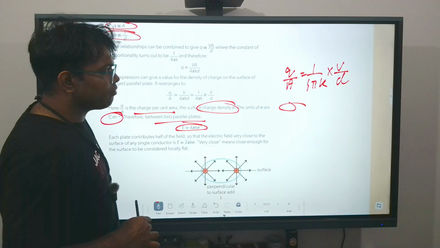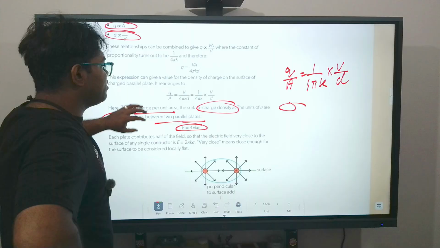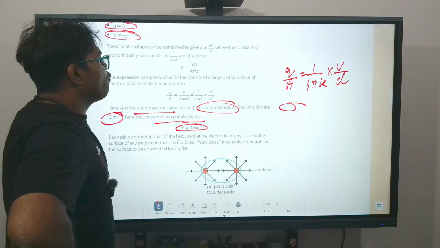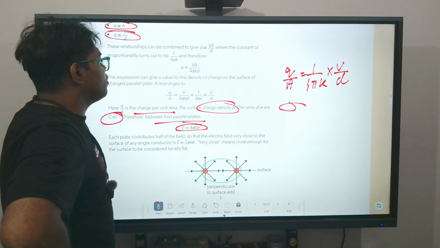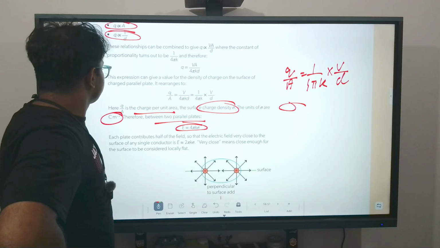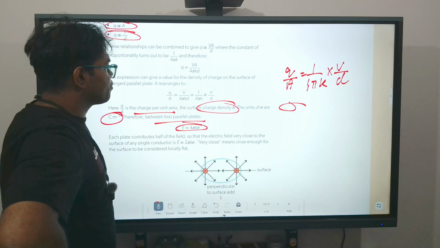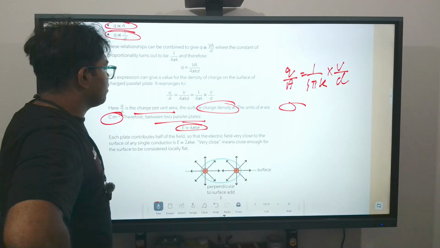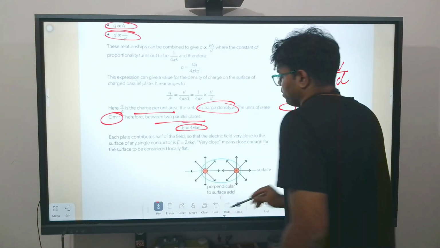Understood? 4 pi k sigma. Okay, now where does this 4 pi k sigma come from? 4 pi k into sigma, and sigma is what? Charge upon area. Okay, look at this.